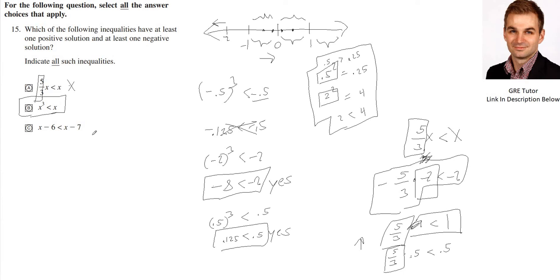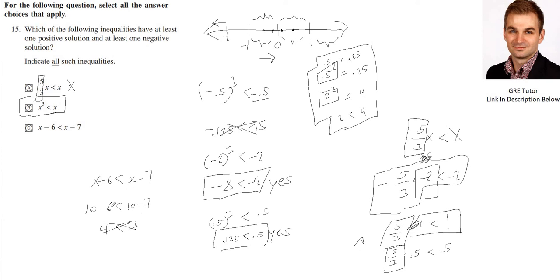Now let's look at the next one. This is x minus 6 less than x minus 7. For x minus 6 less than x minus 7, is it possible to have both a negative and a positive solution? Well, let's look at it. If x is any positive number whatsoever, let's do 10 as an example. 10 minus 6 less than 10 minus 7. 10 minus 7 is going to be 3. 10 minus 6 is going to be 4. Is 4 less than 3?